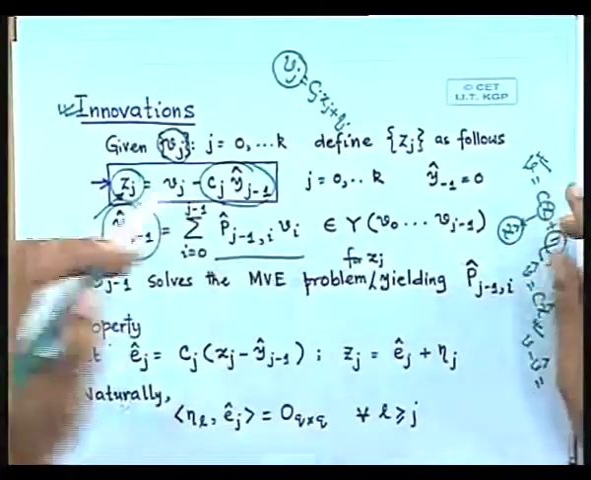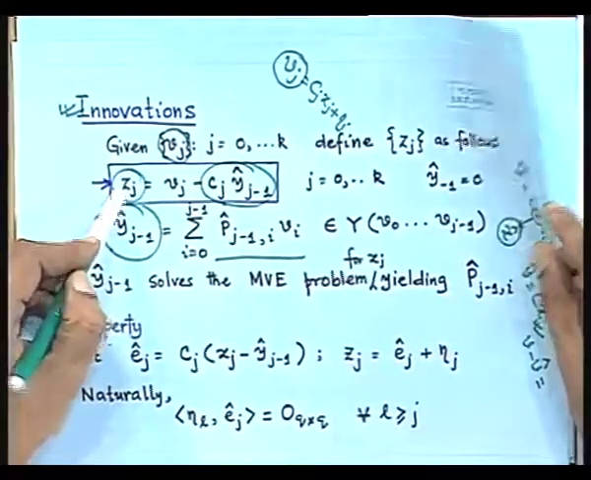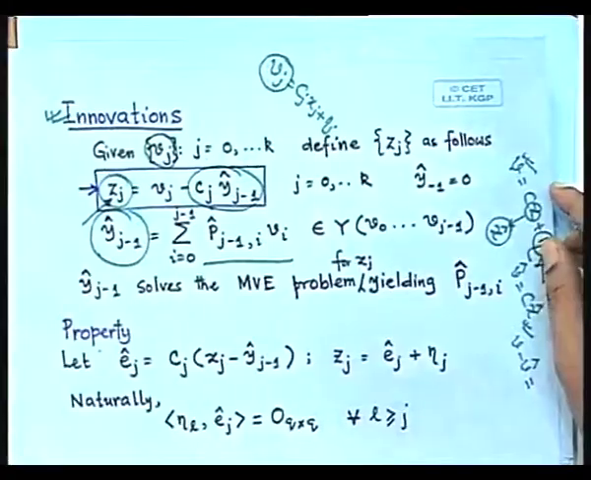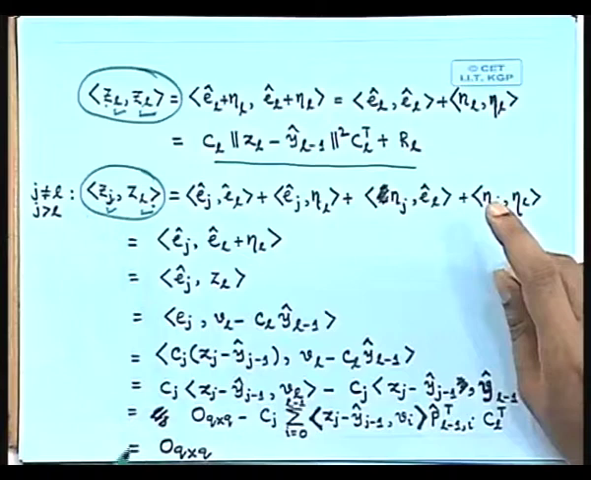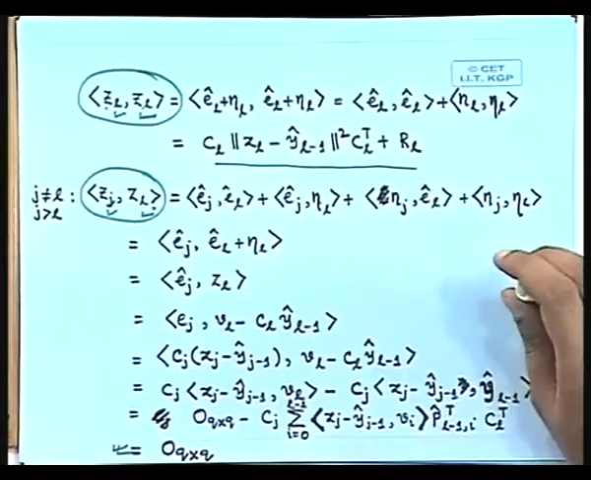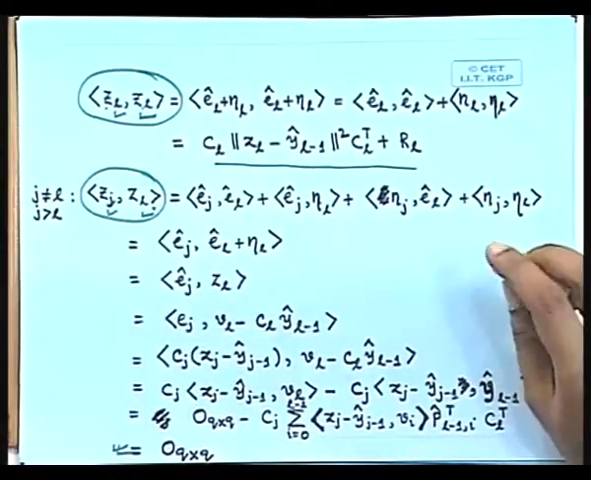So it says that these Z's become white. If you use the estimates, then the output estimation errors will become white, in the sense that their correlation functions will become Dirac delta functions. Only if it is ZL ZL it will be non-zero. If it is ZJ ZL, that is, J and L are different, then it will become 0. Again, there are a number of manipulations, I am skipping them.